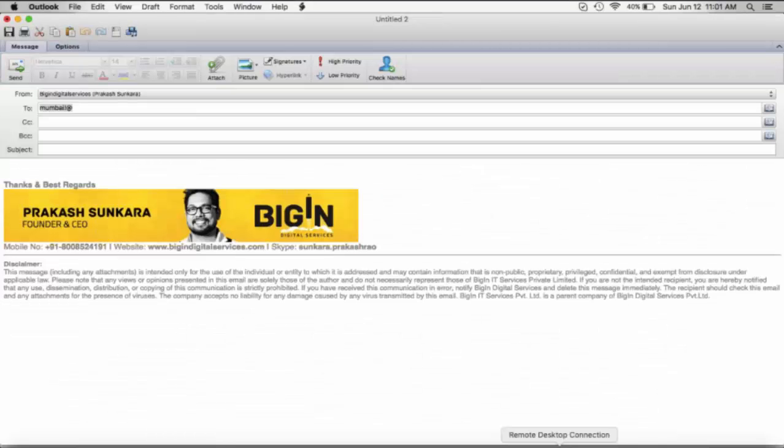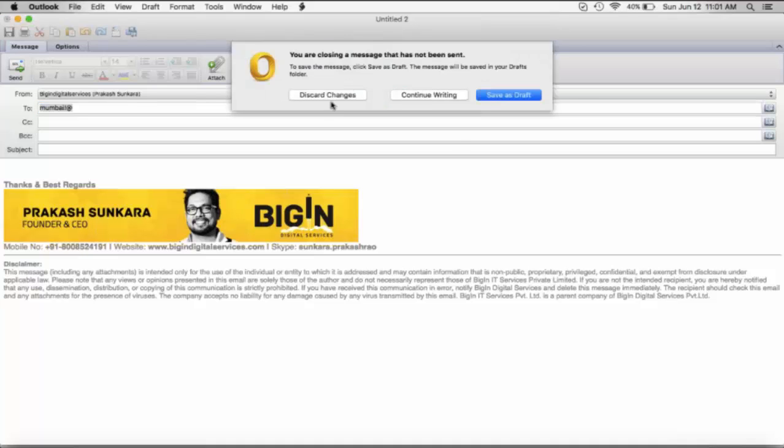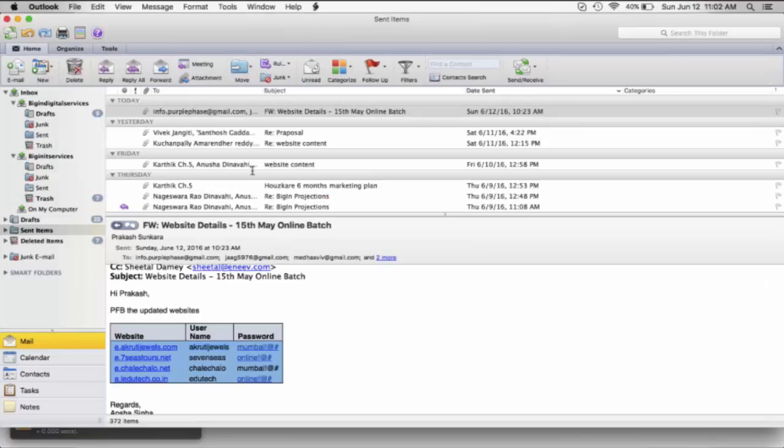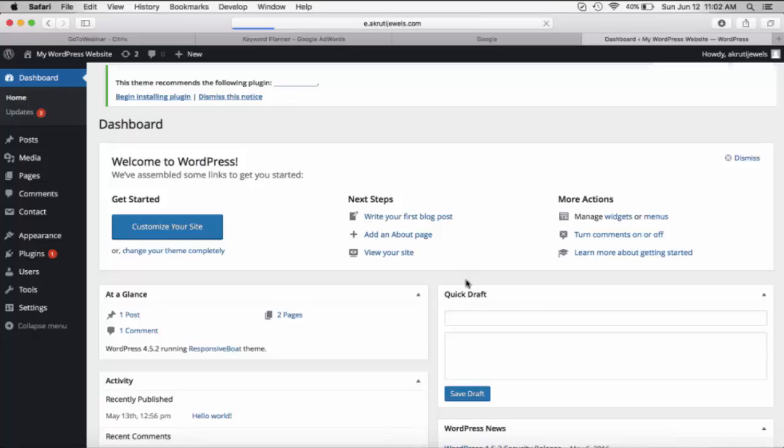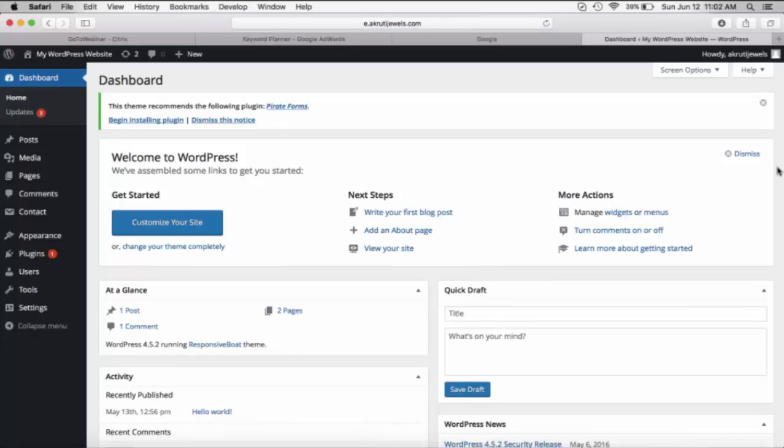You need to add a hashtag here, because anything which is thereafter the at-the-rate symbol, it is not picking for Akriti Jewels. So I have my hashtag here, so I'm copying this. You might want to try the same password. Here we go. So here's the password. I'm pasting it, clicking on remember me, then hitting on login. There we go. Could you try this at your end right now? Awesome, congratulations.